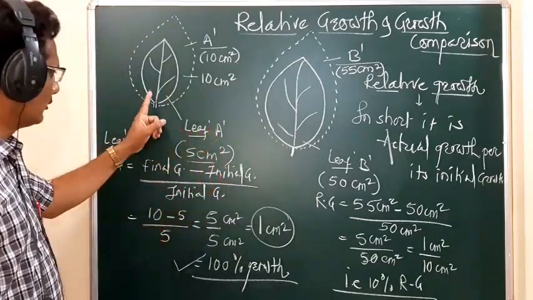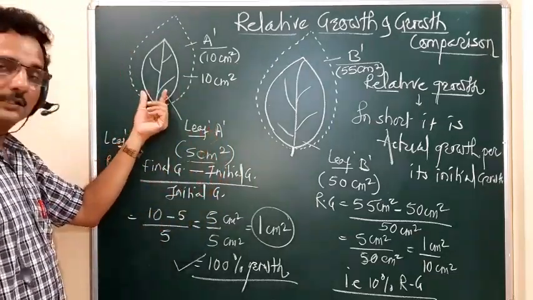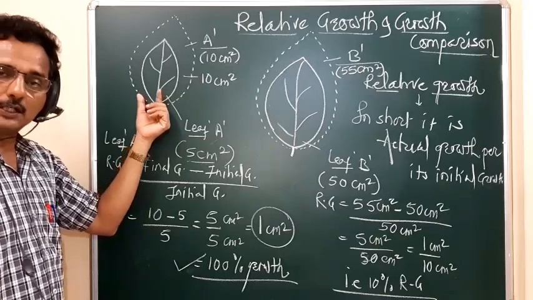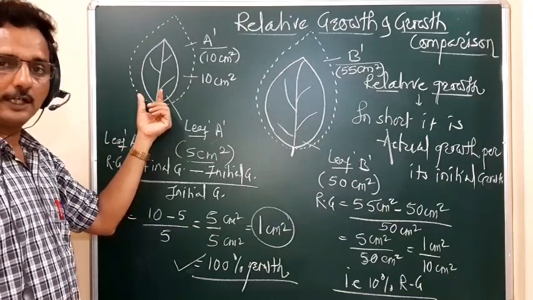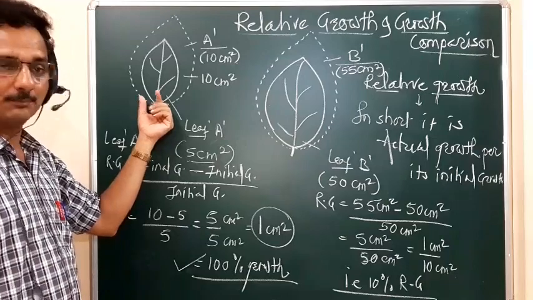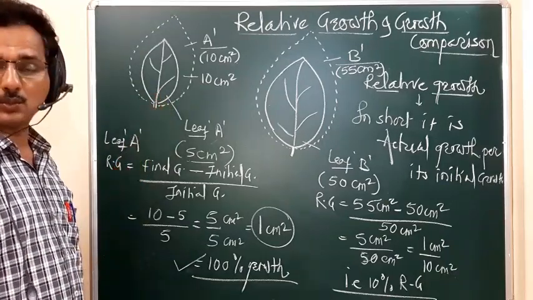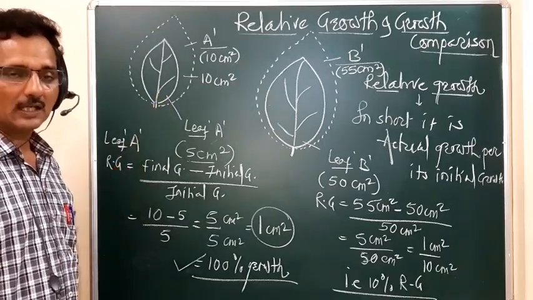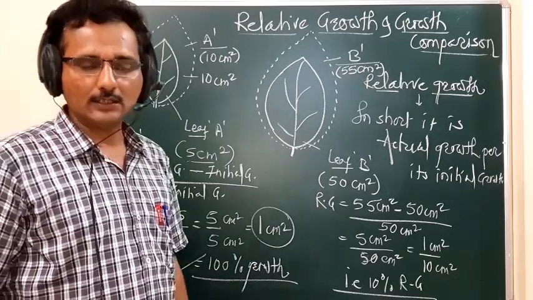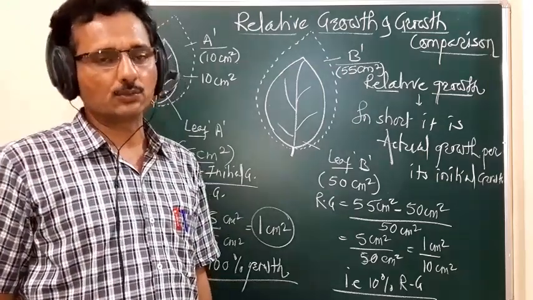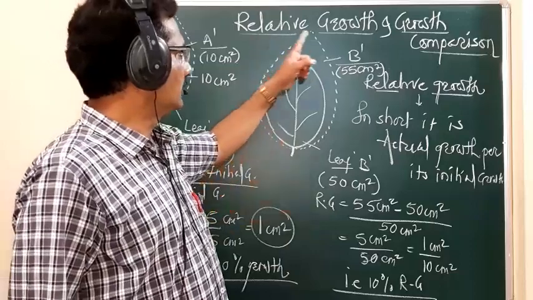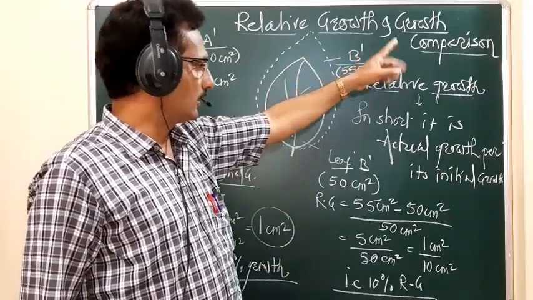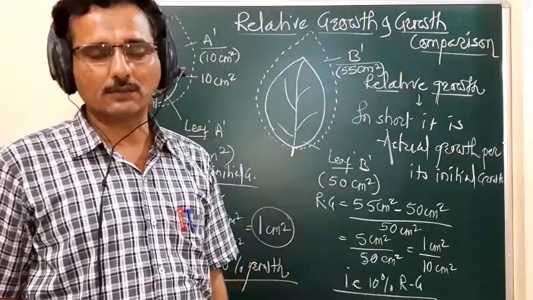And in this first system, they acquire the minimum surface area. So the relative growth is maximum as compared to the initial growth. So always remember, students, this is the trick while solving MCQs based on relative growth and growth comparison. I think you understand well.